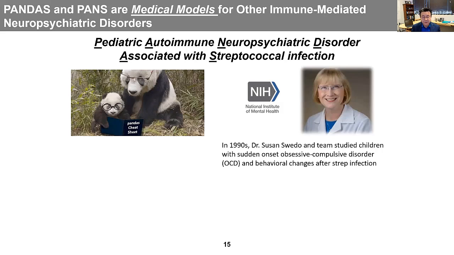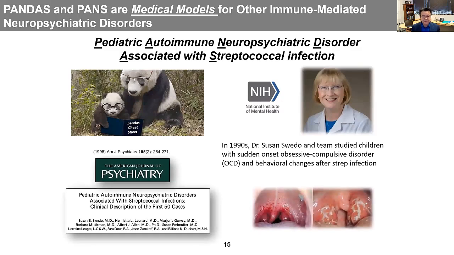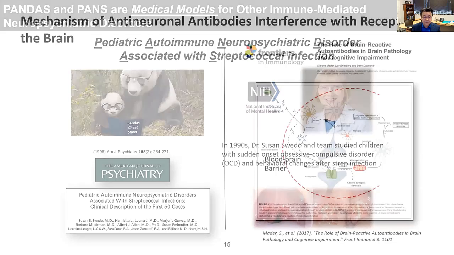And as you may be familiar, the term means pediatric autoimmune neuropsychiatric disorder associated with a streptococcal infection, which was coined and identified by Dr. Susan Swedo at the National Institutes of Mental Health. And it was published in the first 50 cases in 1998, where she described that these patients' sudden onset of OCD and other types of neuropsychiatric disorders were preceded by a streptococcal infection.